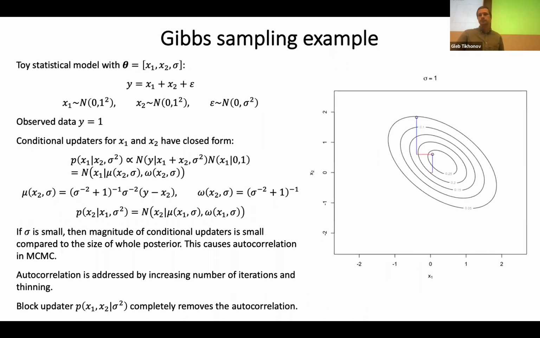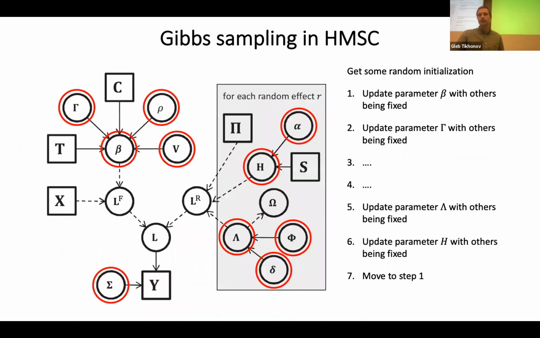Okay, but let's go further. Let's relate this simplistic example to how Gibbs sampling is done in Hmsc. Again, we have this directed acyclic graph, and we just initialize the parameters, these red parameters, by some random initialization. Then we proceed with our Gibbs cycle by updating the parameters one block at a time, where a block of parameters is one black circle in this directed acyclic graph.